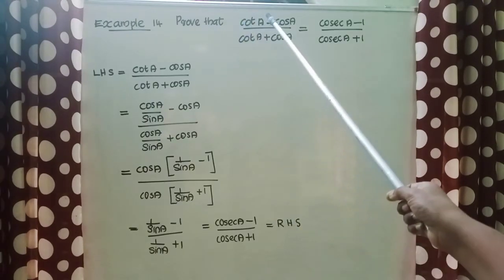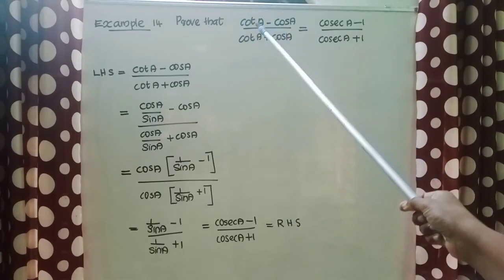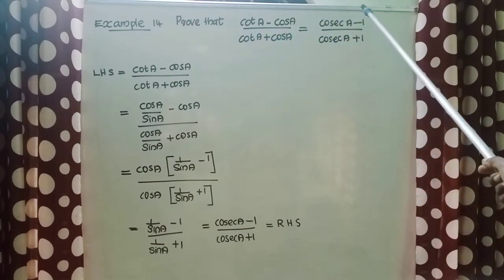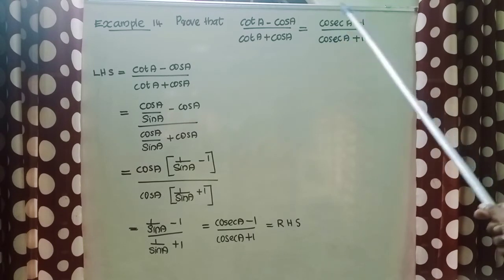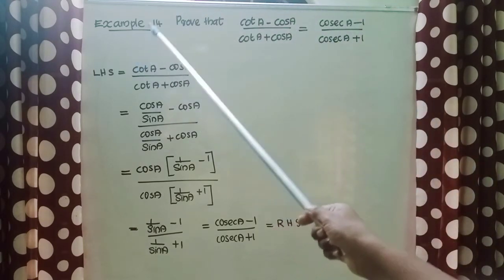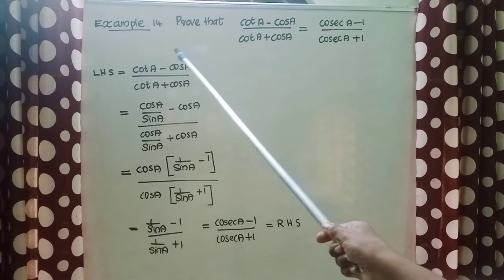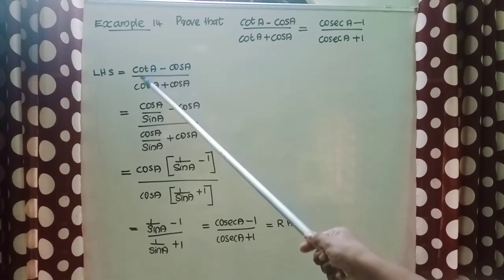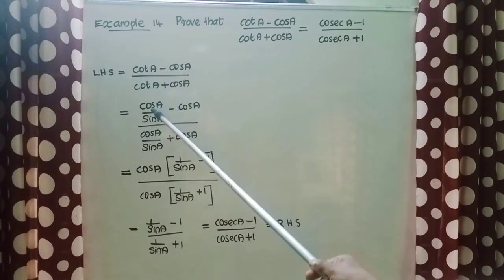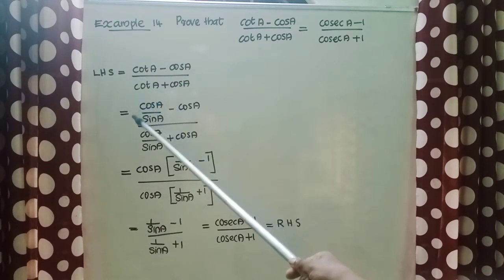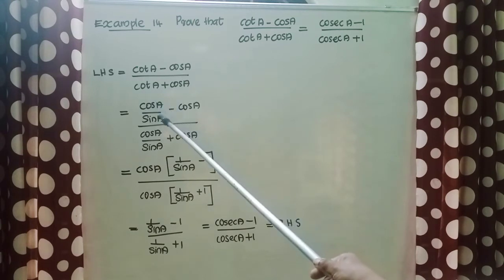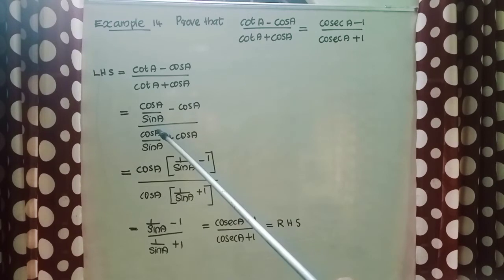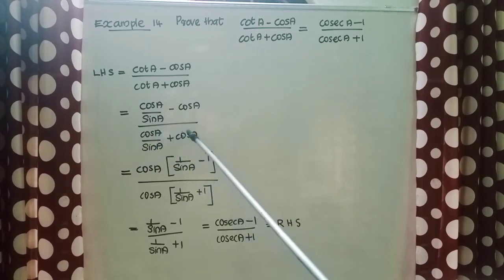Prove that (cot A minus cos A) whole divided by (cot A plus cos A) equal to (cosec A minus 1) by (cosec A plus 1). Consider the LHS. Cot A minus cos A by cot A plus cos A. Here we are going to change the cot A as cos A by sin A. So we get that is equal to (cos A by sin A minus cos A) whole divided by (cos A by sin A plus cos A).